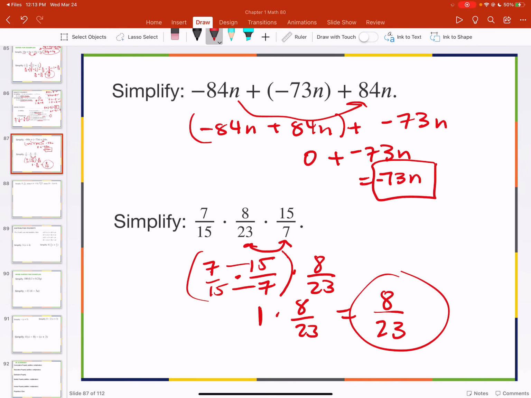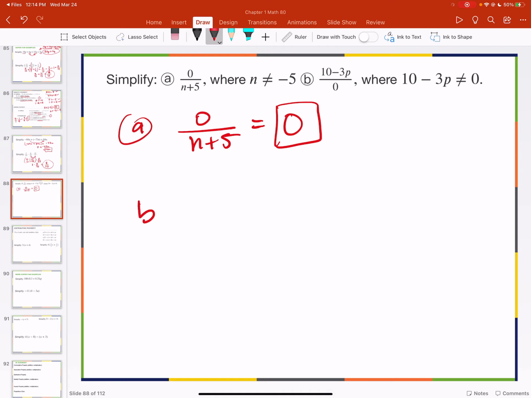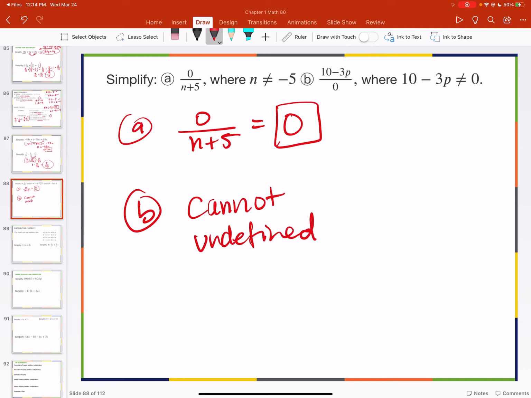Okay, so let's do a couple of examples with 0. Imagine you have nothing and you split nothing up into many pieces. You will still get nothing. So that's the easiest way to describe that. If you have 0 divided by any term, you will still have 0. Okay, that's for A. Now B, you cannot divide by 0. So this would be undefined. We can never divide by 0. That's a mathematical no-no.